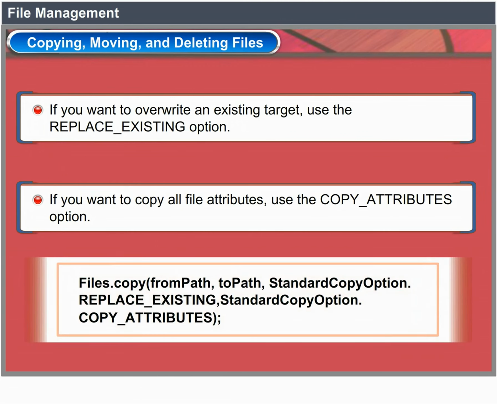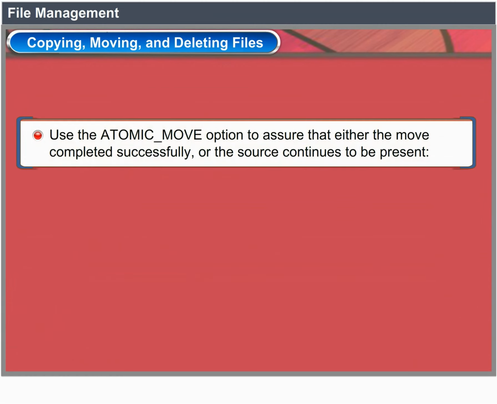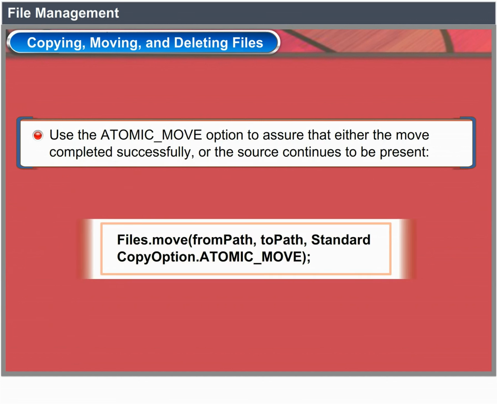Files.copy(fromPath, toPath, StandardCopyOption.REPLACE_EXISTING, StandardCopyOption.COPY_ATTRIBUTES). Use the ATOMIC_MOVE option to assure that either the move completed successfully or the source continues to be present. Files.move(fromPath, toPath, StandardCopyOption.ATOMIC_MOVE).